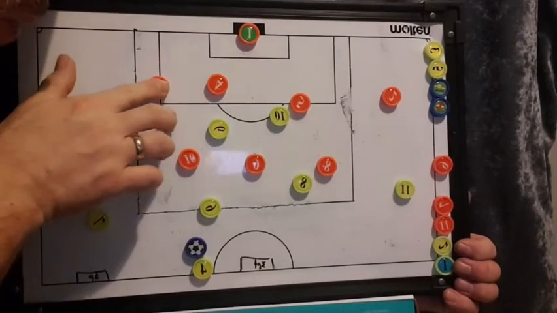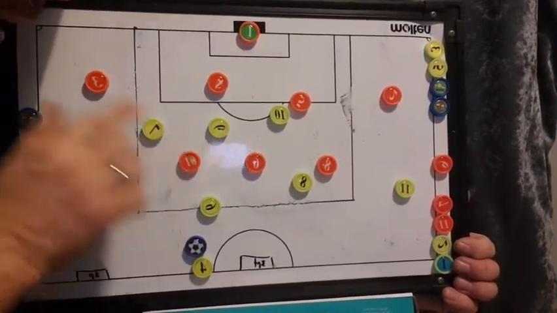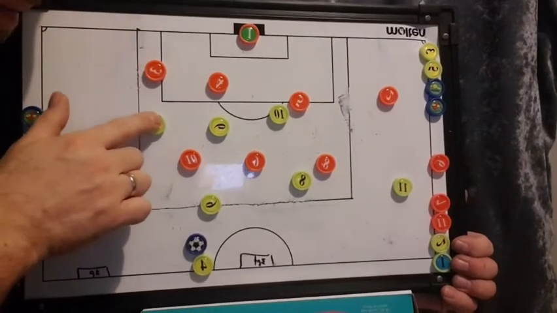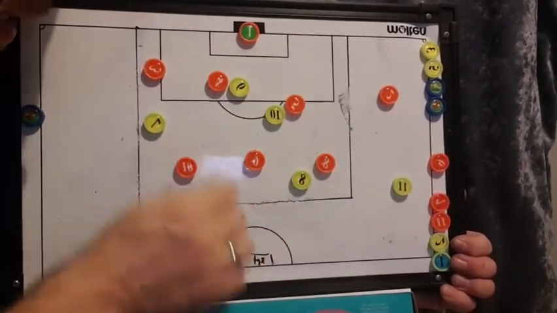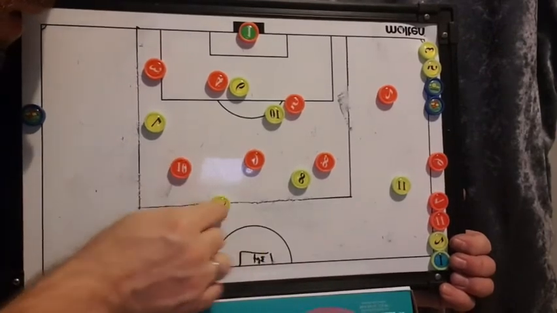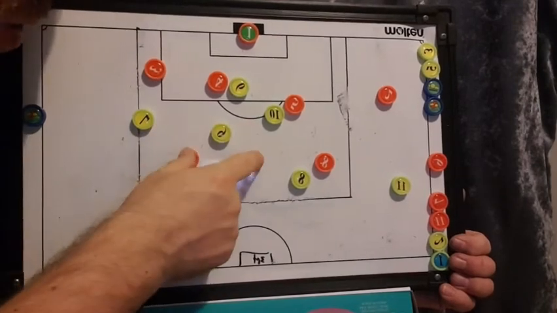So 2 can come right in. 7 might be the player that comes and finds that space that you're looking at, where 9 stays high. 6, 4 on the ball. 6 has gone, 7's in, and now we're causing issues here.